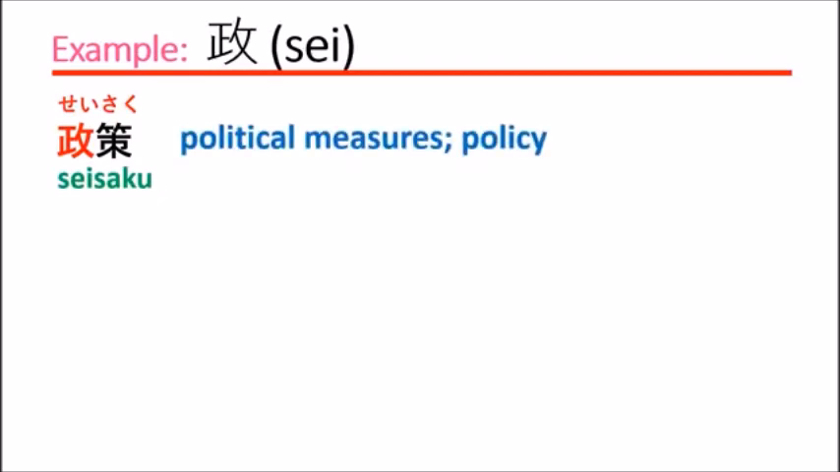The next, seisaku. Seisaku means political mission or policy. So when you have seito, which means political party, you should have seisaku, which means the policy of the party, right? Seito no seisaku, which means the policy of the party.